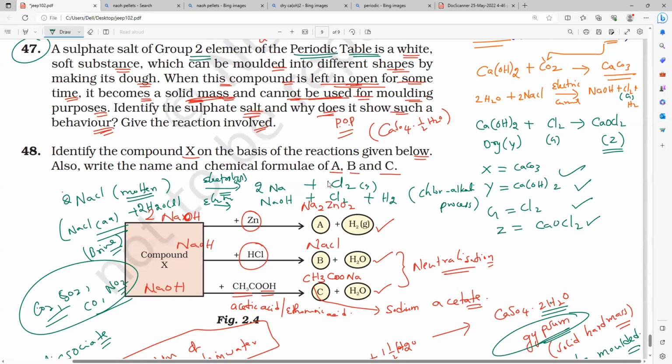Next, there is a tabular column: what are neutral oxides, what are acidic oxides, what are basic oxides? All of you remember, metallic oxides are basic oxides, but non-metallic oxides, a few are acidic oxides and a few are neutral oxides. You must have a clear idea and be very careful in this. This is the most important concept.